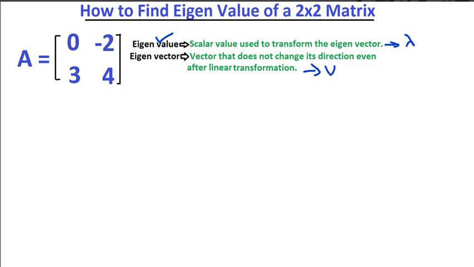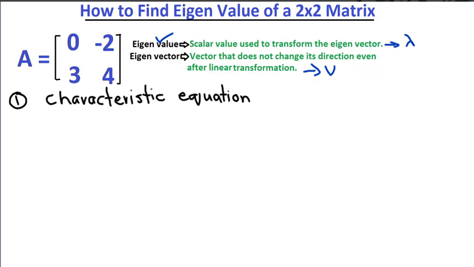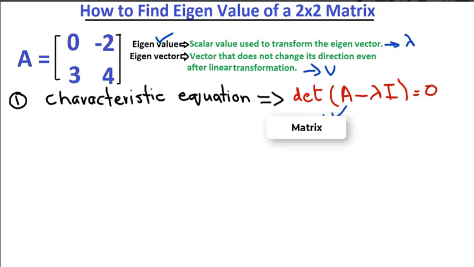Let's start a step-by-step process of how you can find the eigenvalue of this given matrix. First of all, we must know the characteristic equation, because that equation will help us find the value of lambda. Whenever you are asked to find lambda, you should know the characteristic equation. It is: determinant of A minus lambda I equals 0. Here lambda is the eigenvalue and I is the identity matrix.